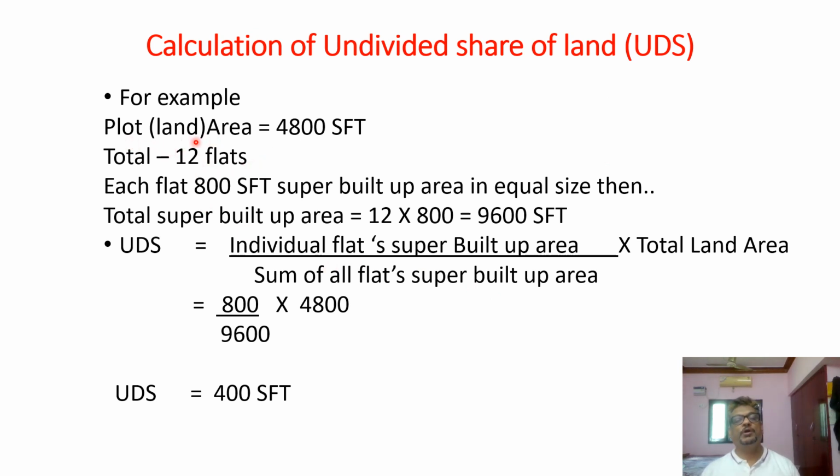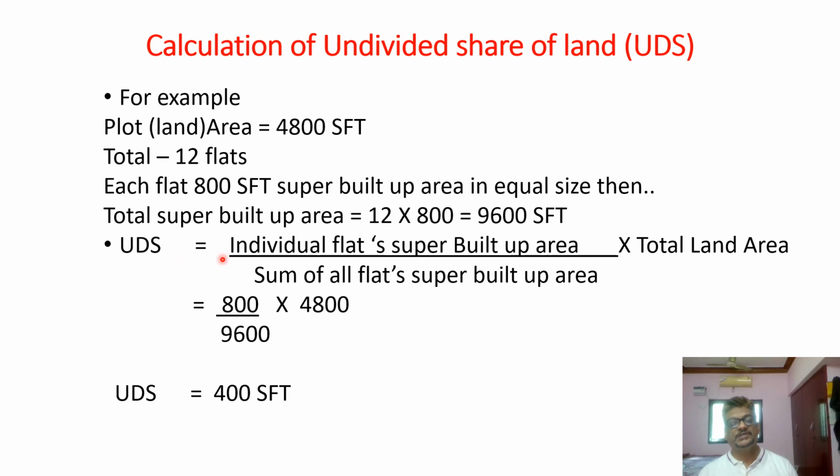Here, the total plot area is considered as 4,800 square feet, which is 2 grounds basically. The total number of flats is 12, and in this example all the flats are of the same size, each flat being 800 square feet of super built-up area. Then what is the UDS? The total super built-up area: 12 flats, each 800 square feet, 12 into 800 is 9,600 square feet.